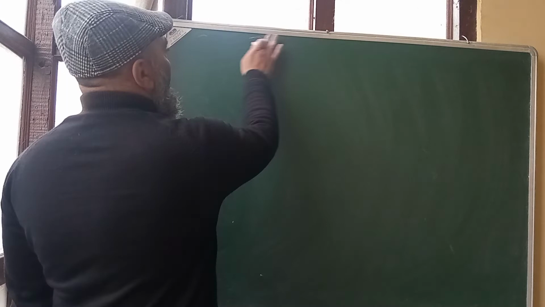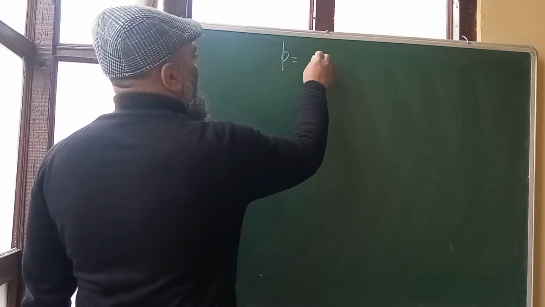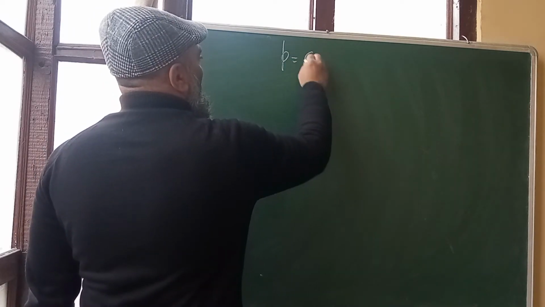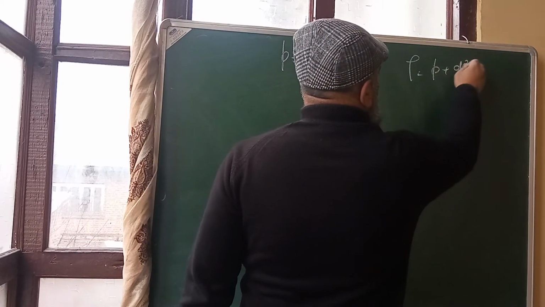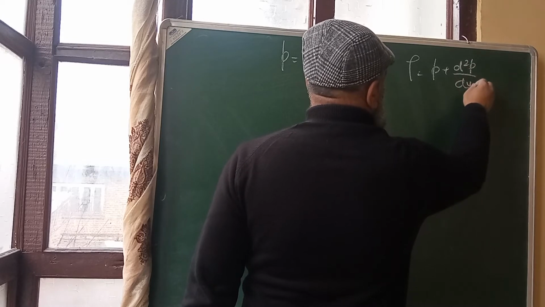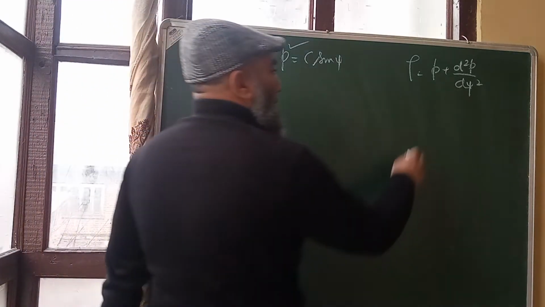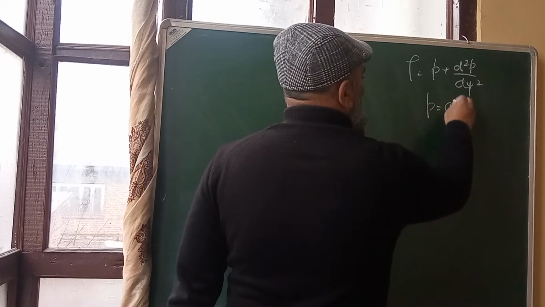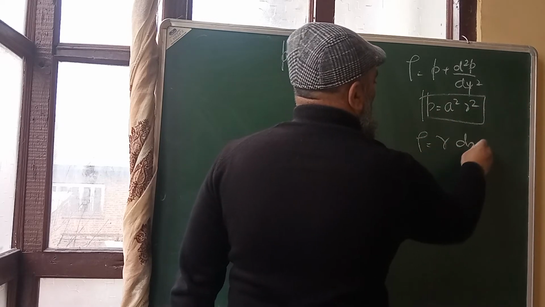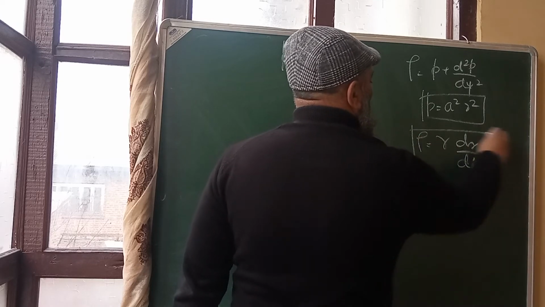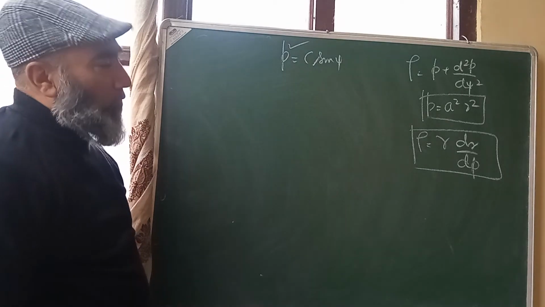If we have a relation between p and psi, say p equal to c sin psi, then your rho is p plus d2p by d psi 2. You have to differentiate this twice with respect to psi. This is polar tangent form. If you have a relation between p and r, say p equal to a square r square, this is p and r. Your rho is r dr by dp. These are two very short articles. You can do it yourself.